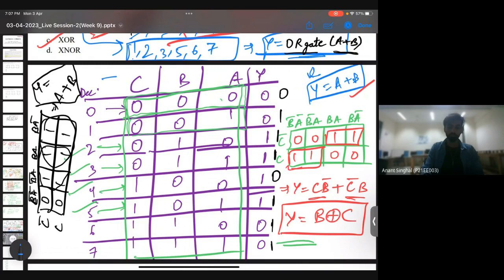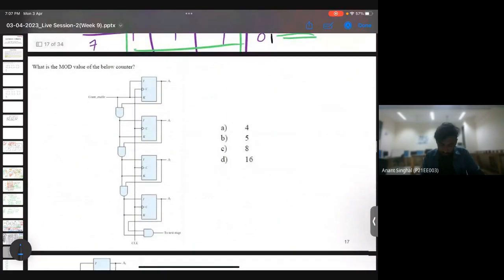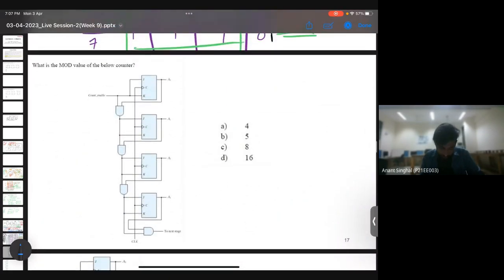Okay, so let's proceed to the next problem now. Maybe you can try this if it is possible. I can give you 2 minutes. It says, what is the mod value of the below counter? If it is not clear, this is nothing but A0, A1, A2, and this is A3. Let's say this is the 0th flip flop, 1, 2, 3, and we have a certain relation, and this is, let's say, C.